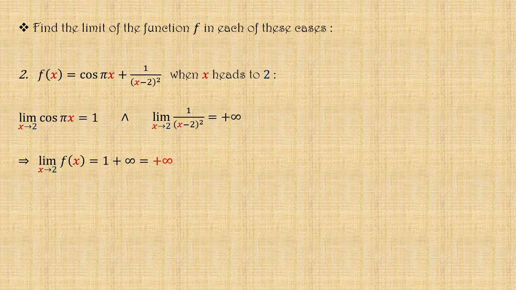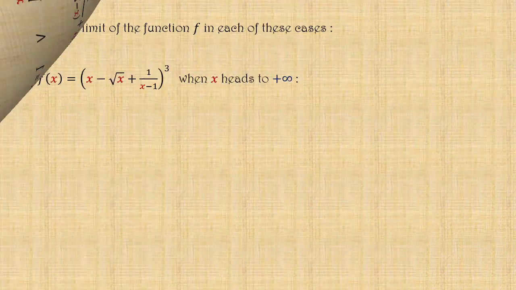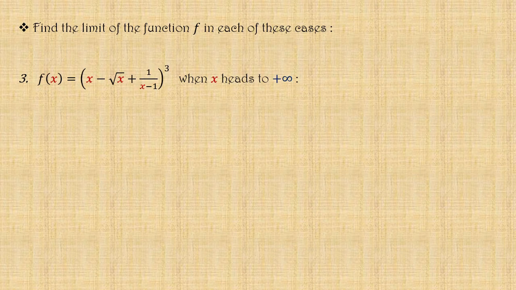Let's now move on to our third function. So for this case, where our function f(x) equals (x - √x + 1/(x - 1))³, we will note the sum x - √x + 1/(x - 1) as capital X. So our function f(x) would be equal to the cubic power of capital X.